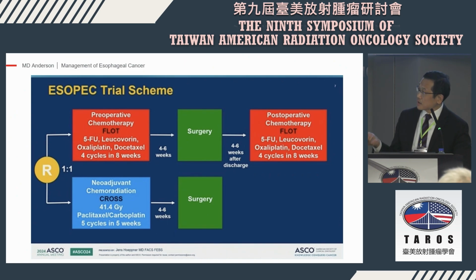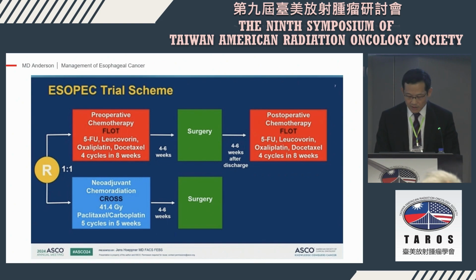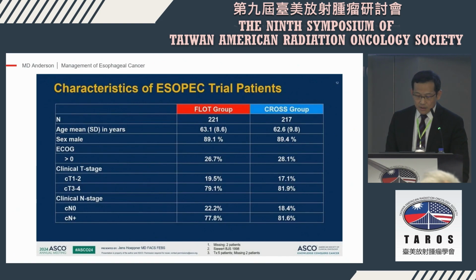So this is essentially the schema. Patients with locally advanced esophageal cancer were randomized to CROSS, which is 41.4 gray with carboplatin and paclitaxel, followed by surgery, versus FLOT. So this is perioperative chemotherapy with FLOT times 4, surgery, then postoperative chemotherapy. If you look at the two groups, no differences. These two groups are well balanced in terms of age, sex, as well as tumor staging.